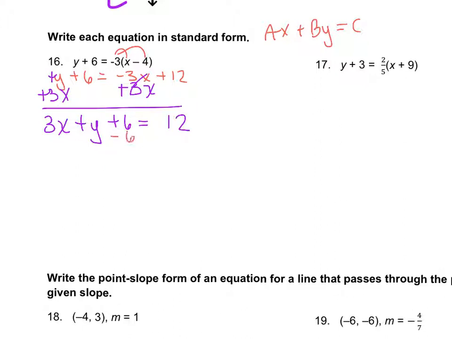And now you're going to minus 6 on both sides. And you get 3x plus y is equal to 6. Ax plus by equals c.